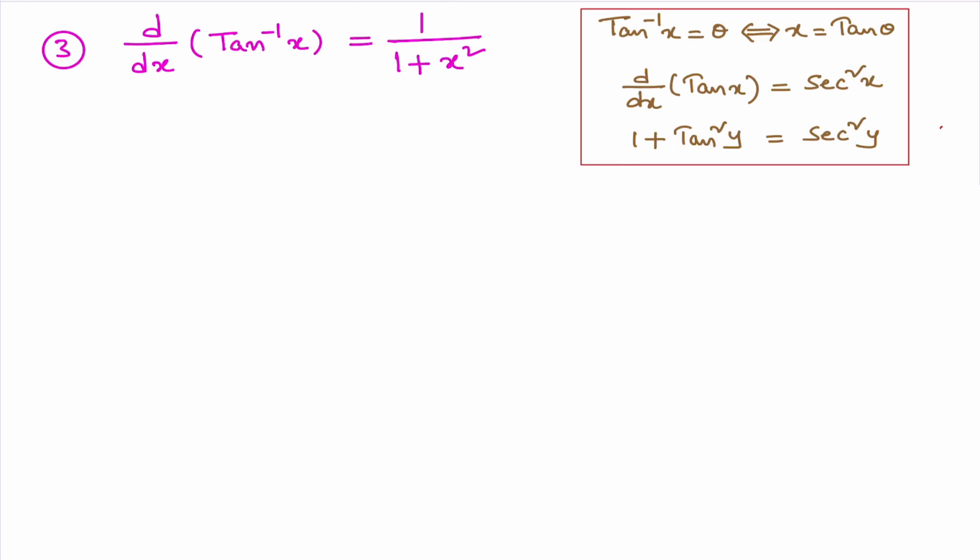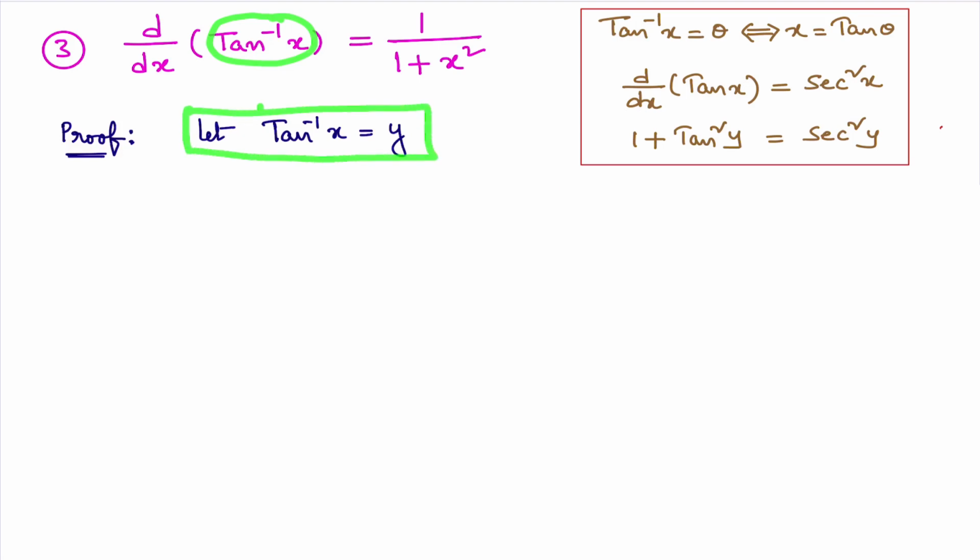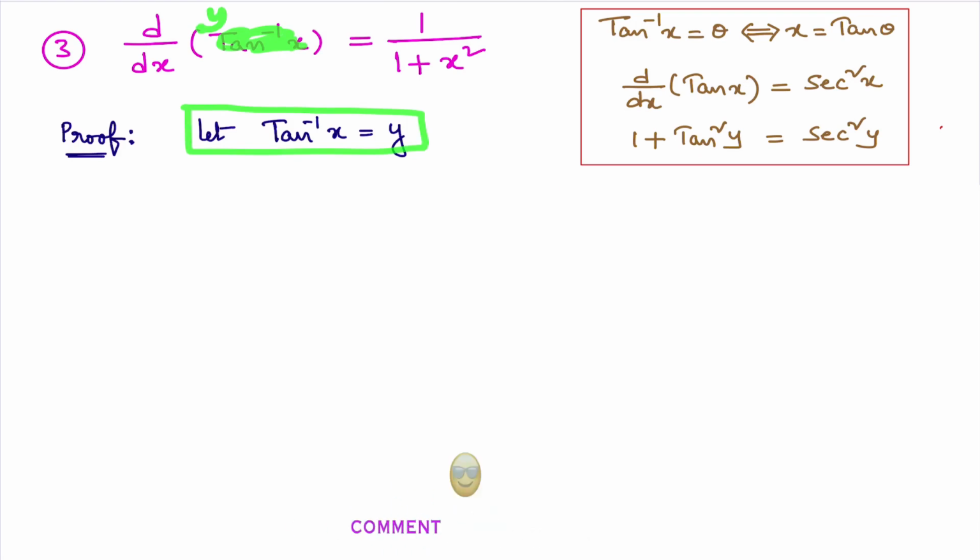Okay. To prove this result, I'll take this tan inverse x as y. You see here, I have taken tan inverse x equal to y. As I have taken tan inverse x equal to y, what am I trying for? As you have taken this expression as y, you are trying to calculate d by dx of y. D by dx of y is nothing but dy by dx. So I am trying to calculate dy by dx. Keep that point in your mind.